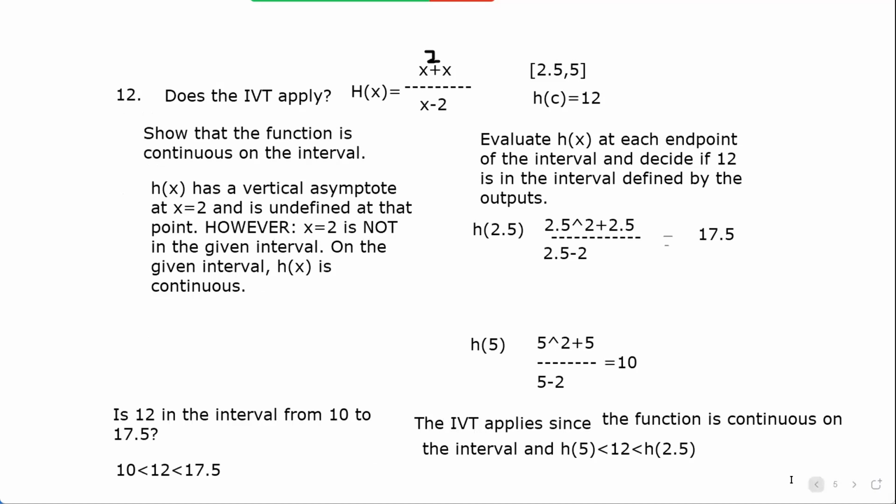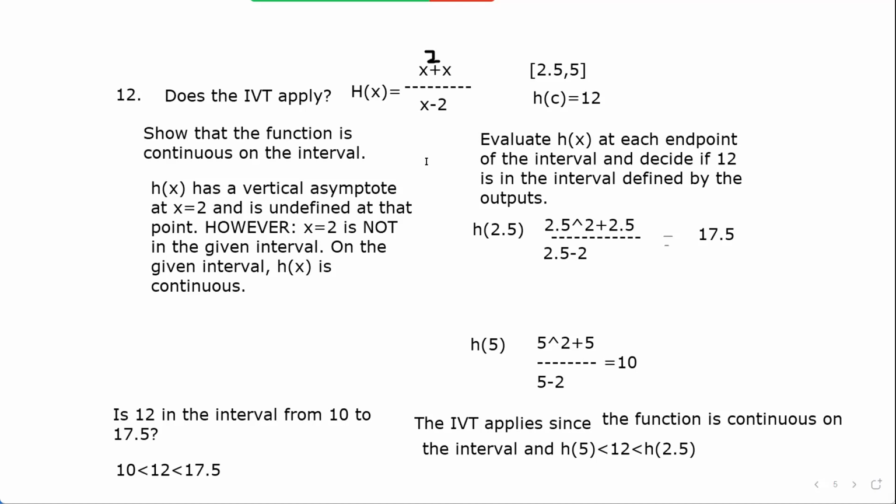So just be a little more precise. You have to show that the function is continuous on the interval that's given. Got it. This function wasn't continuous everywhere, but it is continuous on the interval that's given to you. Right, because the asymptote was at 2 and 2 is not in between the interval. Right.